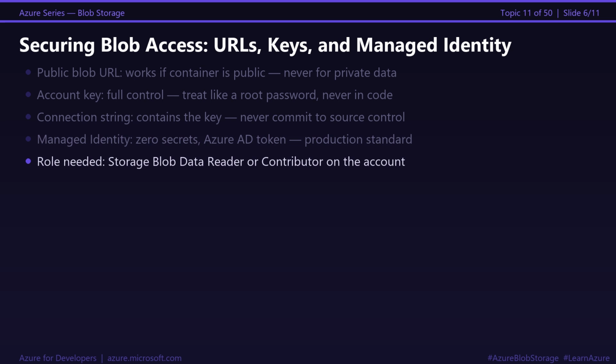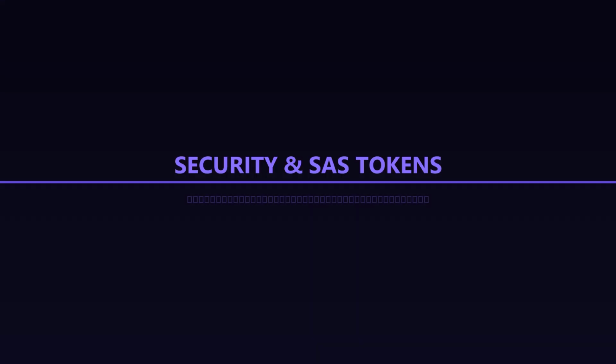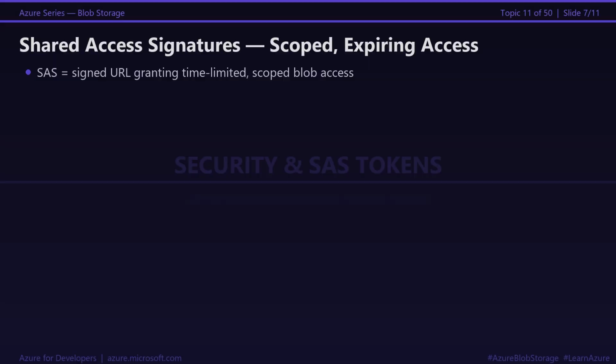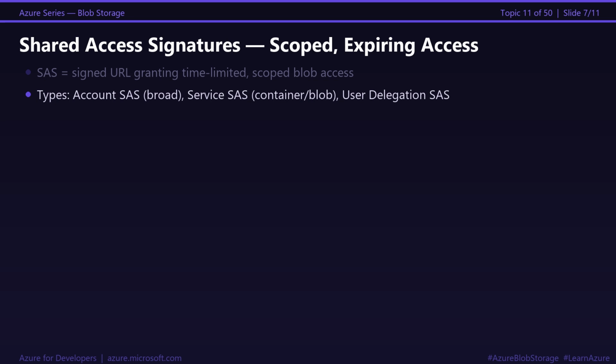Account keys are the root credentials for a storage account. There are 2 keys so you can rotate without downtime. A key gives complete access to every piece of data in the account: read, write, delete, list, modify permissions. Treat account keys like a database root password. They should exist in Azure Key Vault or environment variables managed by your deployment system.